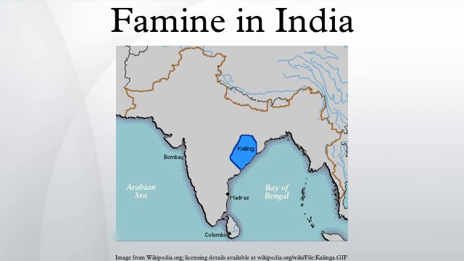Export crops displaced millions of acres that could have been used for domestic subsistence, and increased the vulnerability of Indians to food crises. Others dispute that exports were a major cause of the famine, pointing out that trade did have a stabilizing influence on India's food consumption, albeit a small one.